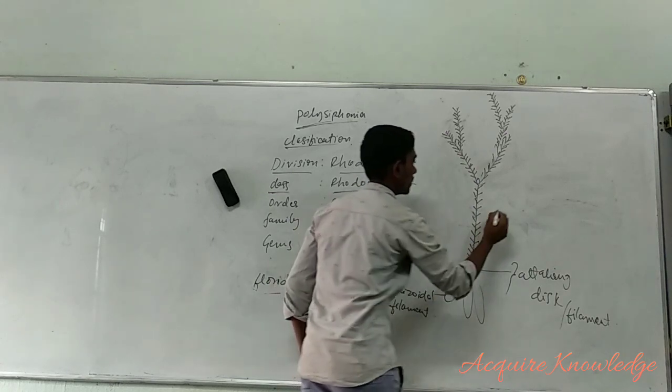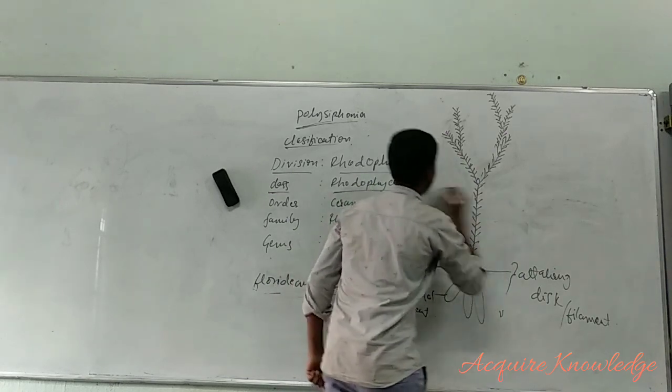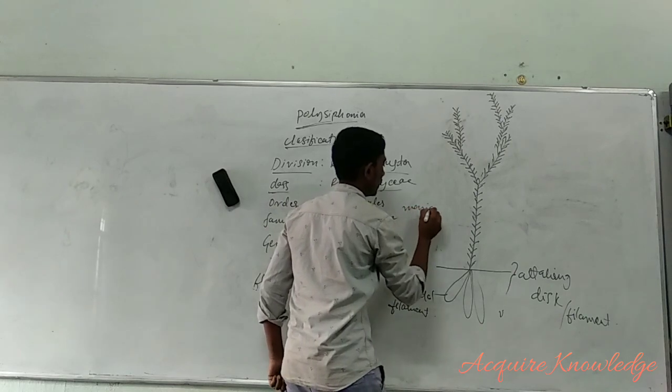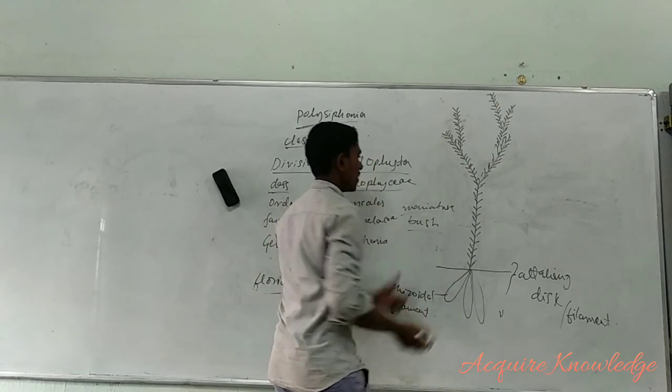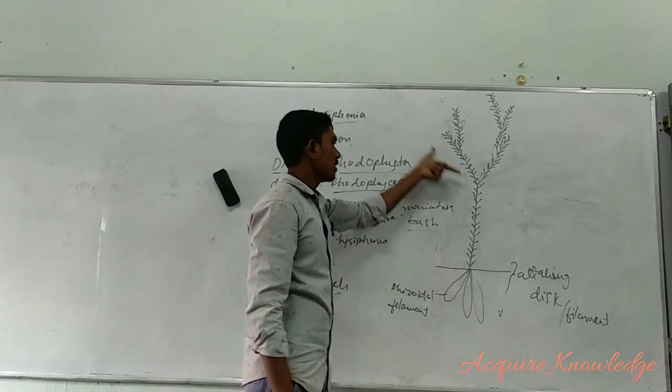Miniature bush. Miniature bush means what? This is a special word we are seeing here. Miniature bush means they appear like a bushy structure.